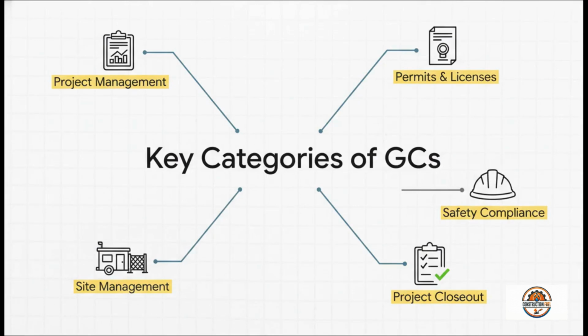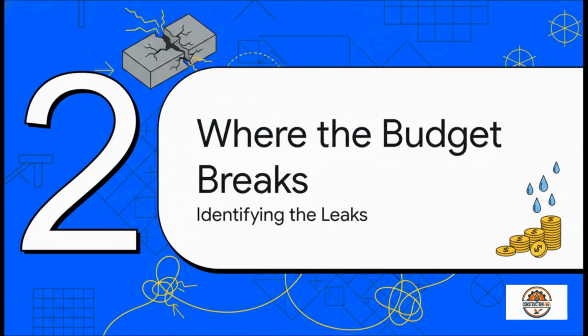We're talking about all your project management and communication, your site logistics, things like trailers, security, utilities, all the permits and regulations, a robust safety program, and of course, all the paperwork for a clean project closeout. Every single one of these is a critical line item. So, if these costs are so essential, why are they so dang hard to control? Let's dive into exactly where and why the budget for general conditions just so often goes off the rails.